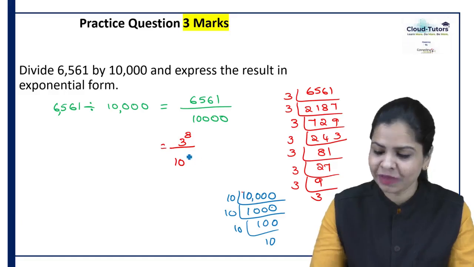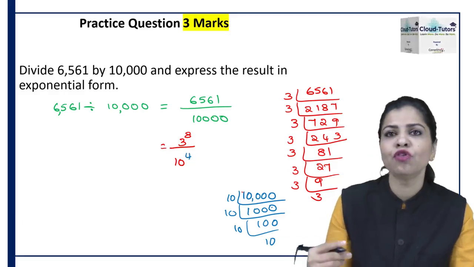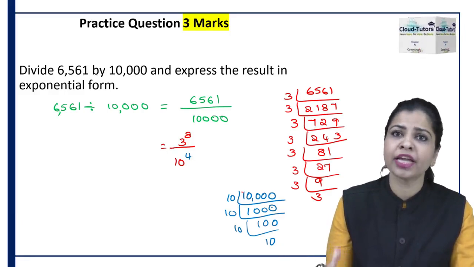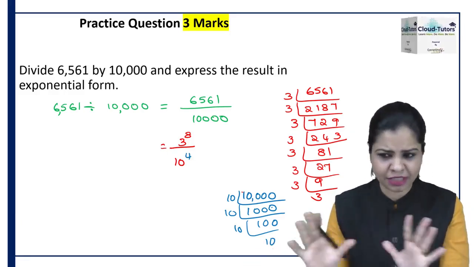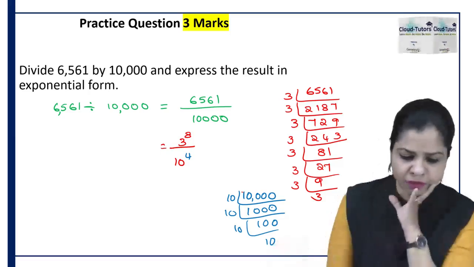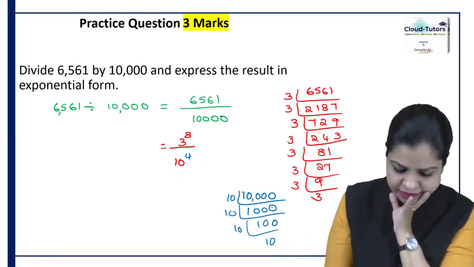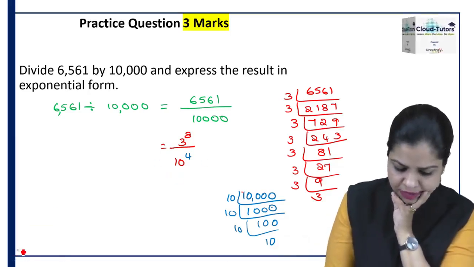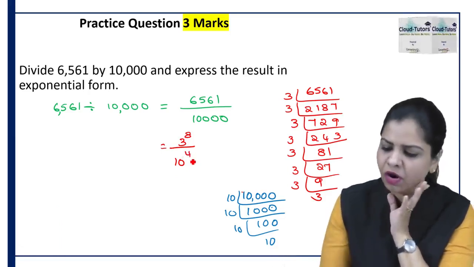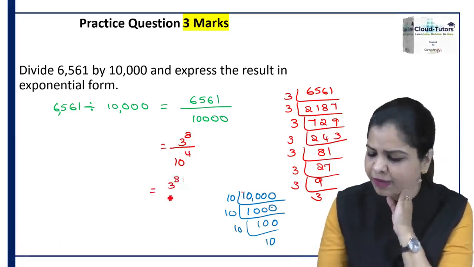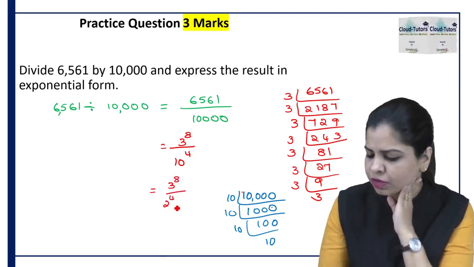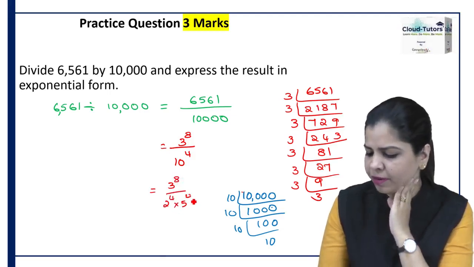Yeah, I do understand. It is not a prime number, but it's okay. So 10 to the power of 4. Or I can go ahead and do it with 2 and 5. But it's absolutely okay. So this is your final answer. Or if you are so particular about prime factors, it would be 2 to the power of 4 and 5 to the power of 4.